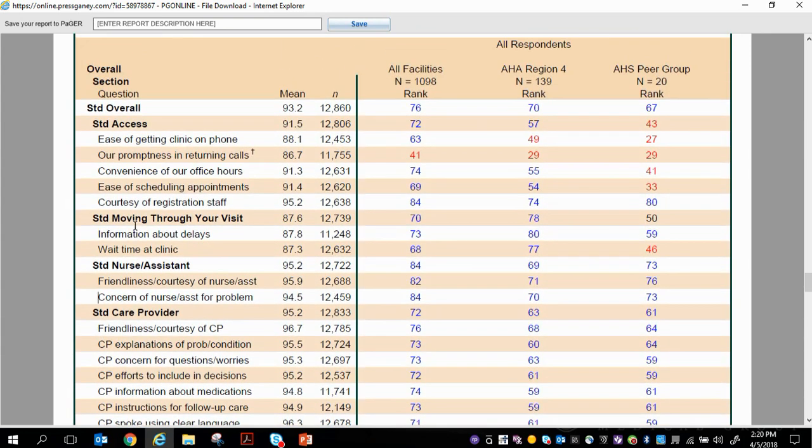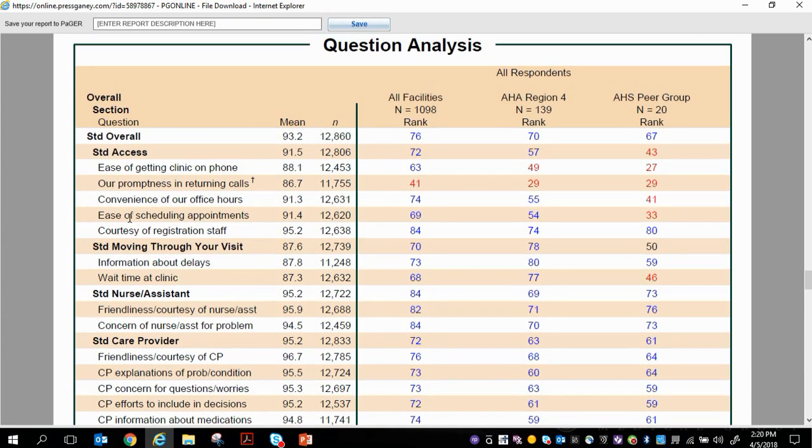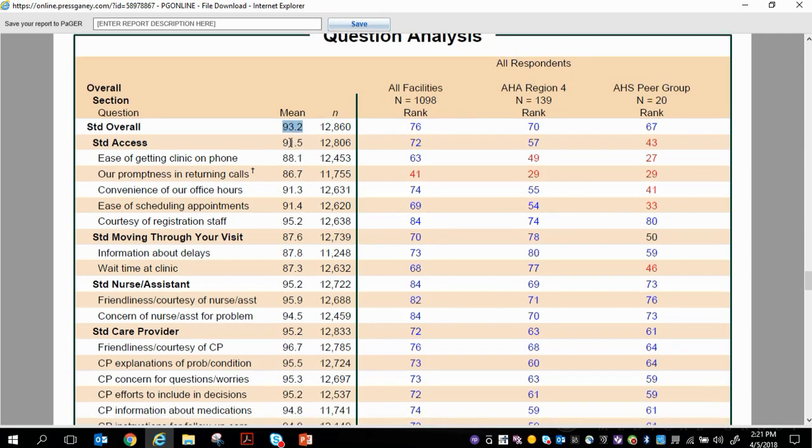There is one non-standard question that is asked in our medical practice survey. That non-standard question has a little cross after it, and it is our promptness in returning calls. After we move through the questions, I'm going to move over to the mean score. The mean score is calculated by taking all the 1s, 2s, 3s, 4s, and 5s that respondents provide in the surveys. They are converted to a point system and then calculated into a mean score. This we'll discuss a little bit further when we get to the frequency analysis. But you can see each question has an individual mean score.